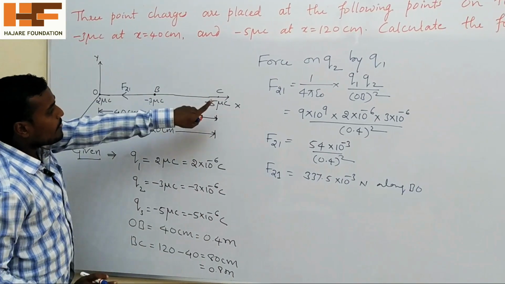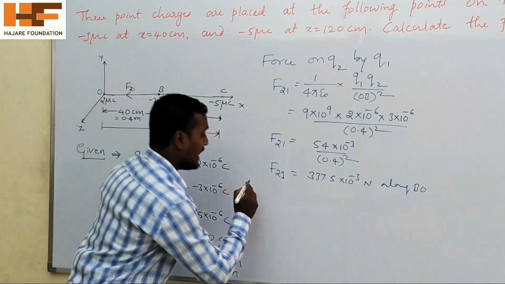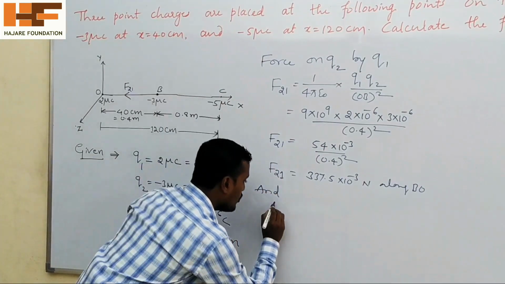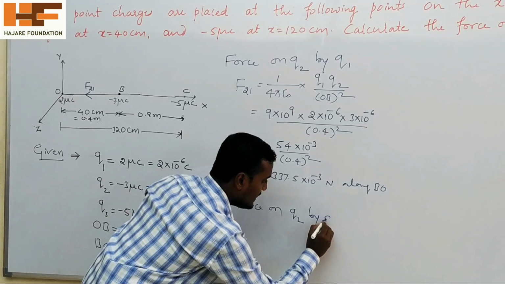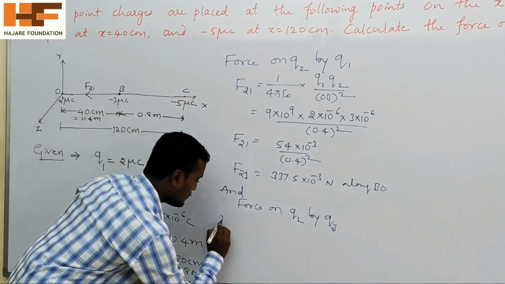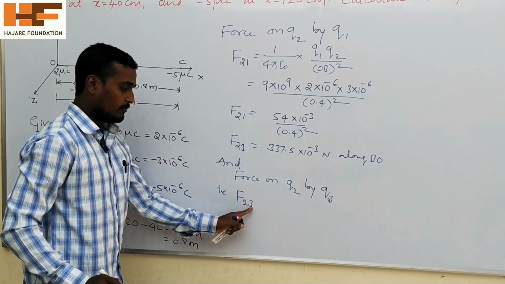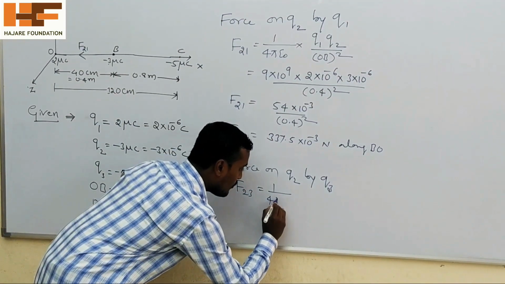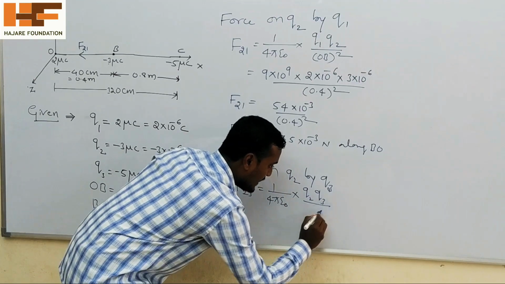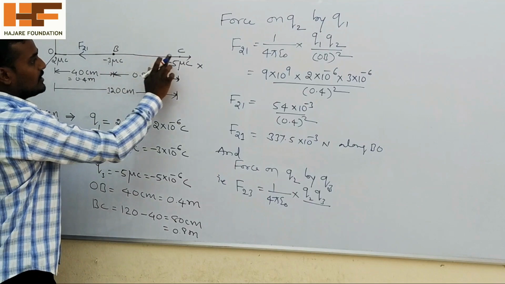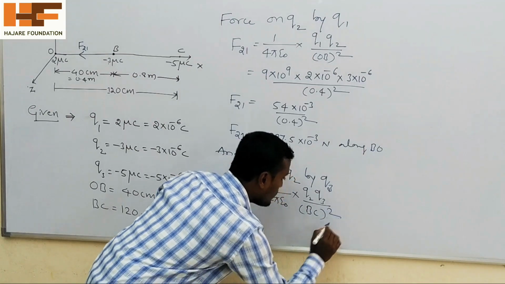Next, we have to calculate the force on minus 3 microcoulomb, the force on Q2 by Q3, that is F23. Force on the second one by the third one is equal to 1 by 4 pi epsilon naught into Q2 into Q3 divided by the distance between the two charges Q2 and Q3, which is 0.8, or you can say BC square. Now substitute the values here.